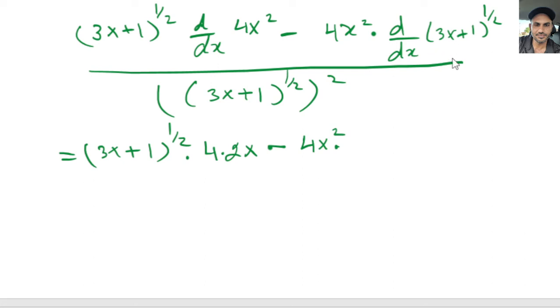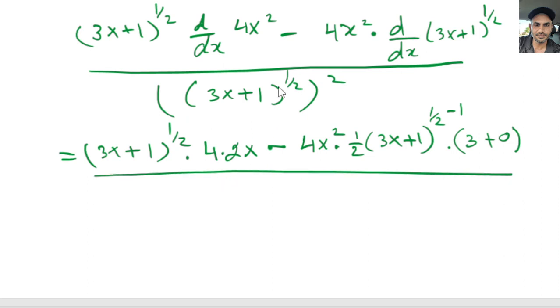times. Now this one, the derivative here is a little bit tricky. We have a function inside a function. So this is our inside function and this is the outside function. So here we have to apply the chain rule. So we're going to take the derivative of the outside first. So it's going to be 1/2 times 3x plus 1, and we subtract 1 from the exponent, and then we take the derivative of the inside. So the derivative of 3x is just 3, and plus the derivative of 1 is going to be 0, because 1 is a constant, and the derivative of a constant is 0.